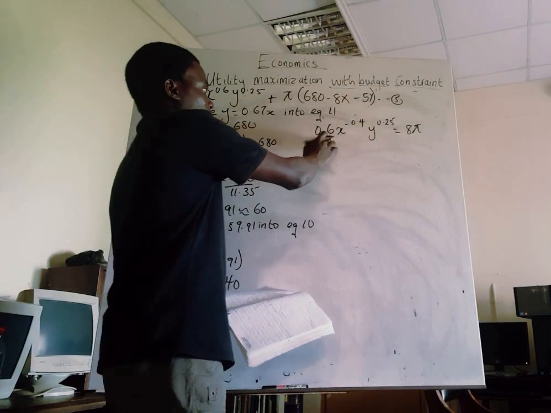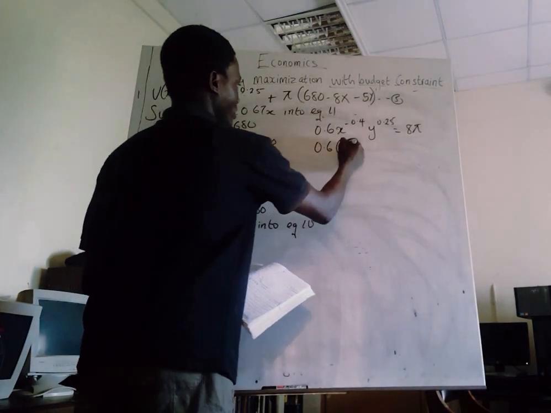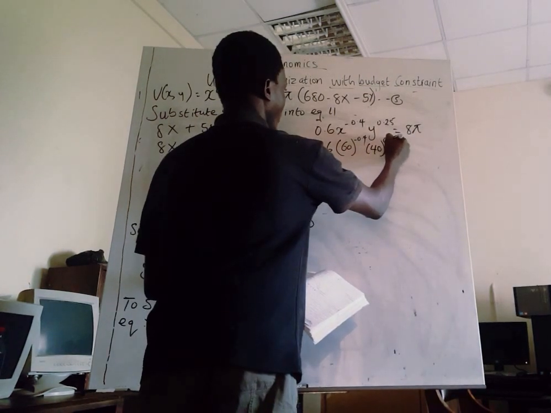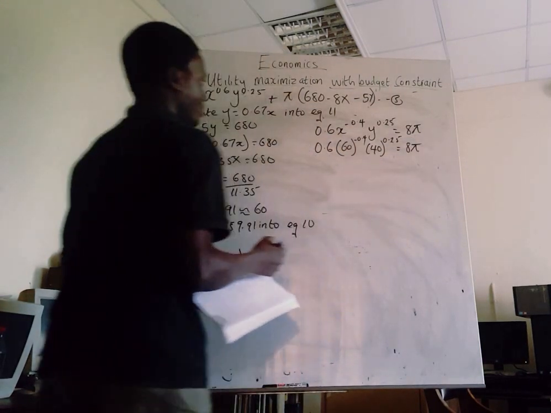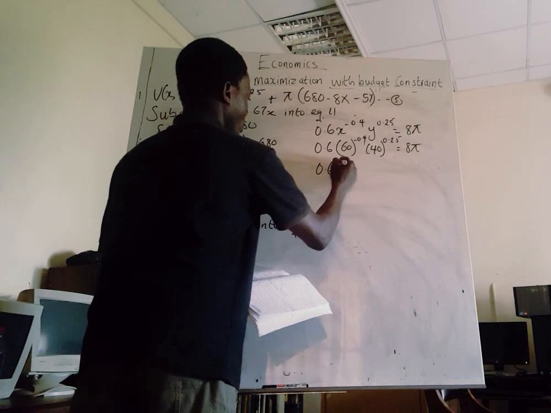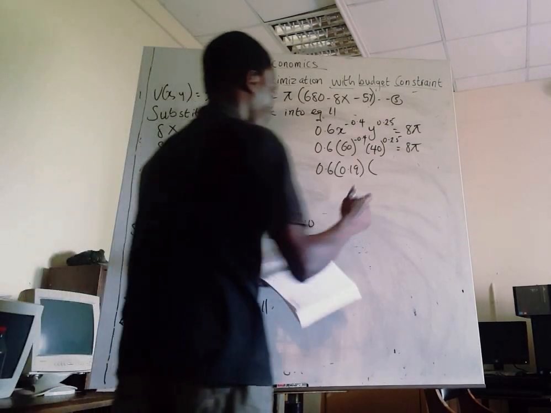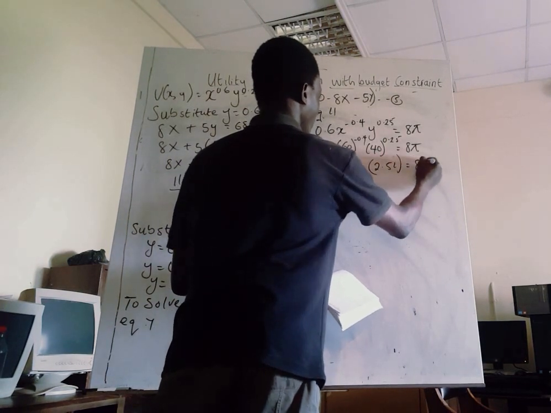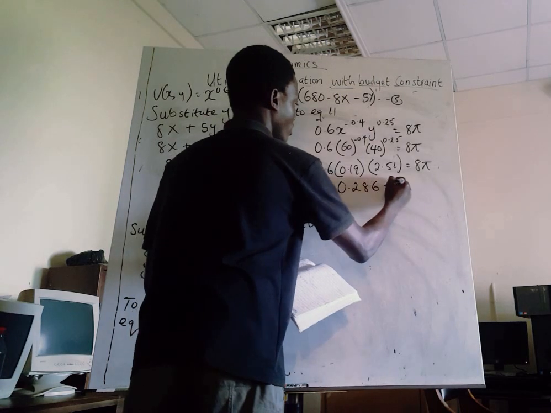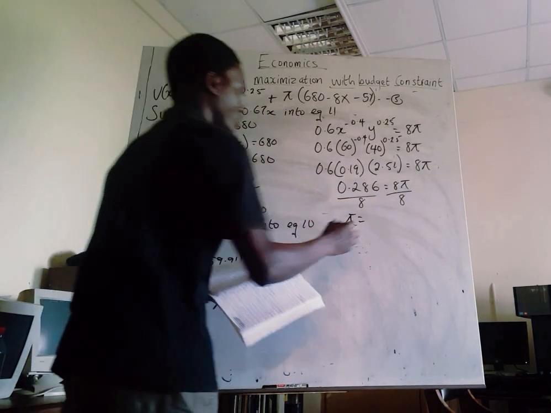Then this is what we have, 0.6x and so on. We want to find lambda, and now we know what our x and y are. So this is now 0.6 into bracket 60 raised to power minus 0.4, then y is 40 raised to power 0.25, and everything equals 8 lambda. So we have 0.6 into bracket 0.19, then 40 raised to power 0.25 gives us 2.51, and everything equals 8 lambda. When we multiply through, we have 0.286 equals 8 lambda. We divide through by 8, so lambda now equals 0.036.